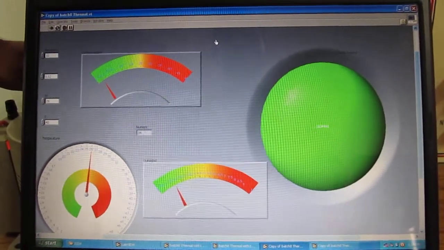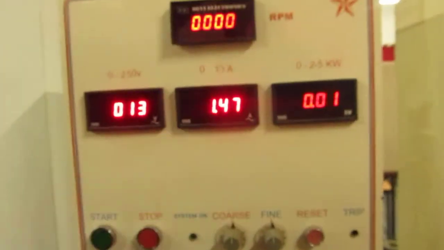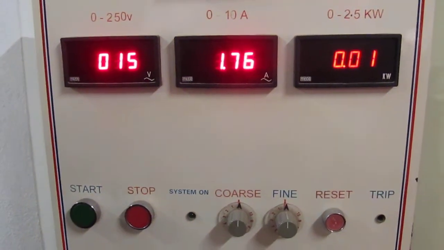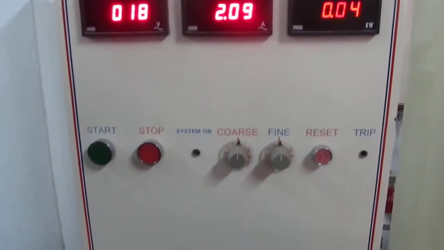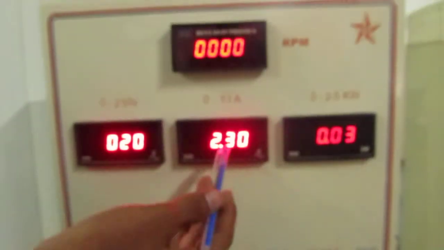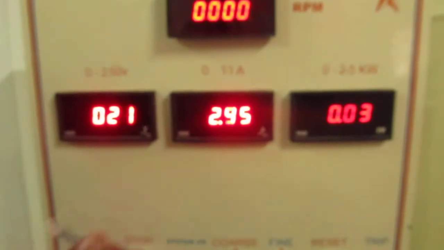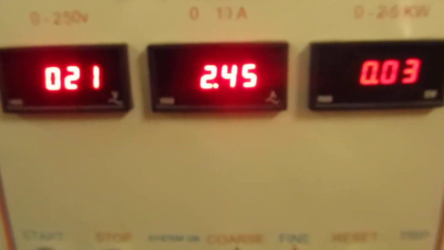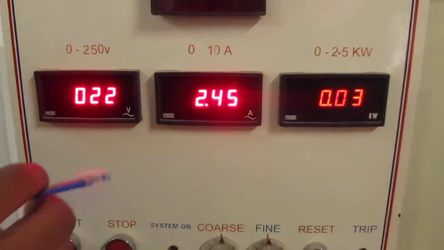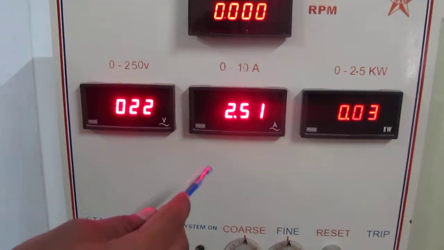Even here the current is showing as 1.4, even at the starting. Very high value of current, even at the starting, without any load. You can see it is going more and more, 3.46. It's still growing.